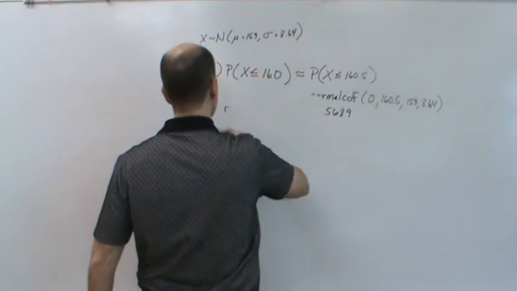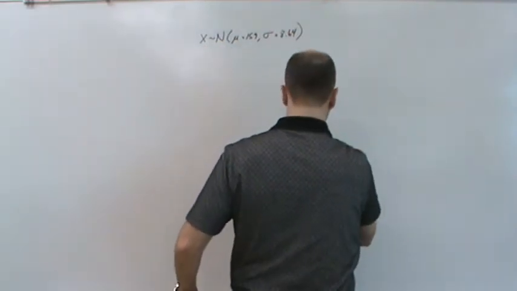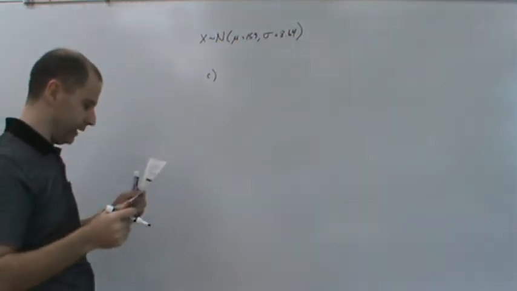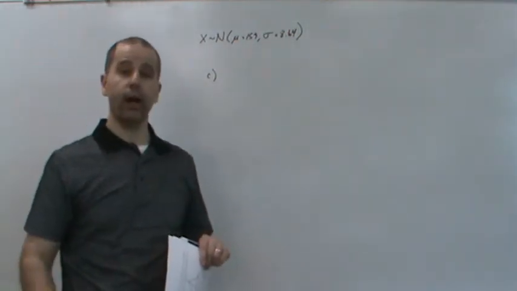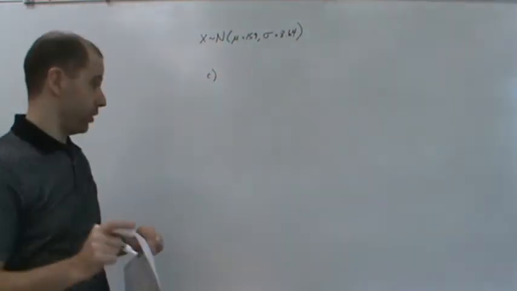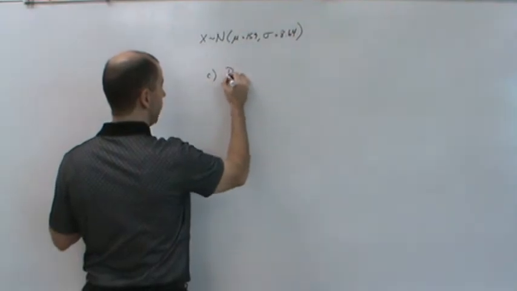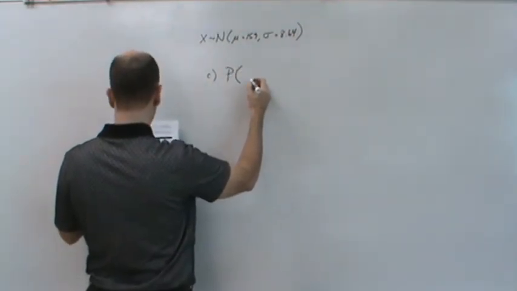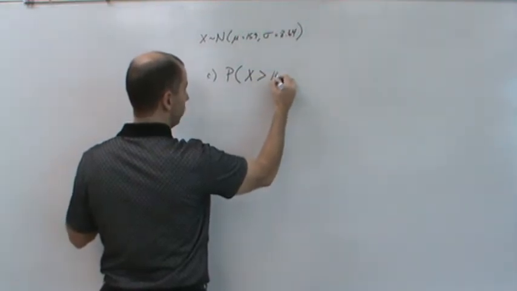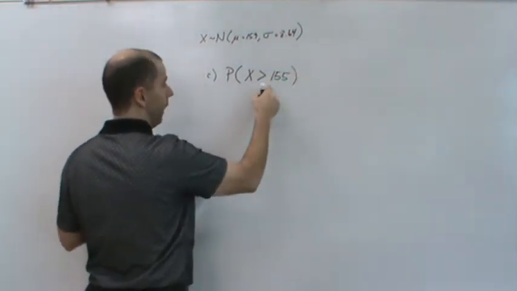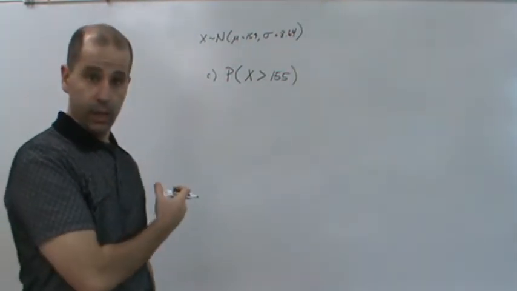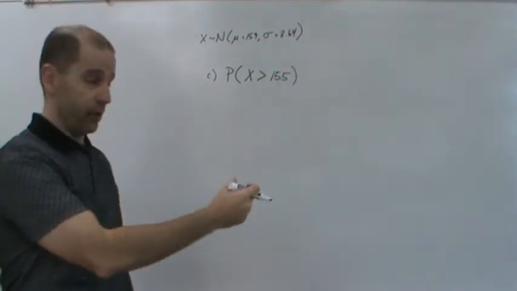let's go to the next one, C. Now C says, hey, I would like to know what the probability is that more than 155 people would be in favor of a charter school. So in this case here, I want the probability that more than 155, so that x is greater than 155. Well, now I want to exclude 155 from the calculation because it's greater than 155.